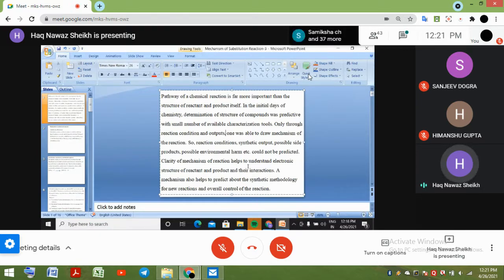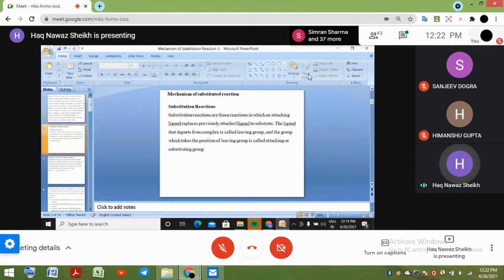Clarity of the mechanism of the reaction helps to understand the electronic structure of the reactants and products and their interaction. And you can predict how a different reactant will react if you understand the mechanism of a reaction. So a mechanism also helps to predict the synthetic methodology for any new reaction or overall control of the reaction. That is the purpose of studying the mechanism of the reaction, in fact.